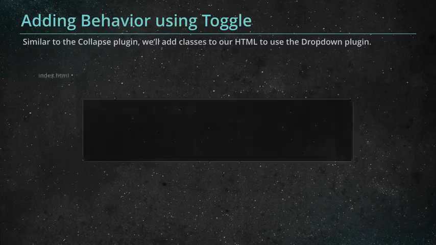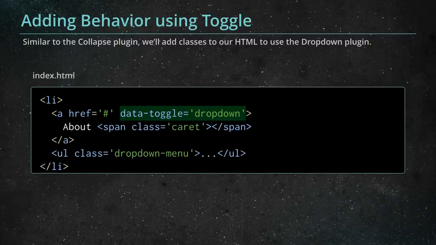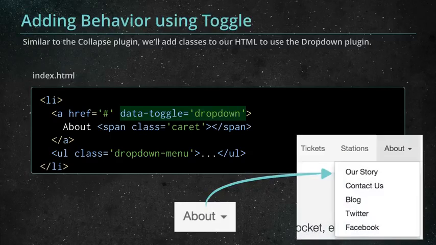Similar to the collapse plugin, we'll need to toggle the existence of a CSS class on and off. We'll actually use the same data attribute we used for the collapse plugin, data-toggle, but in this case, we'll specify dropdown. When the page loads and the Bootstrap JavaScript runs, it'll see this value and add the dropdown behavior to our About link. So what should happen when this link is clicked?